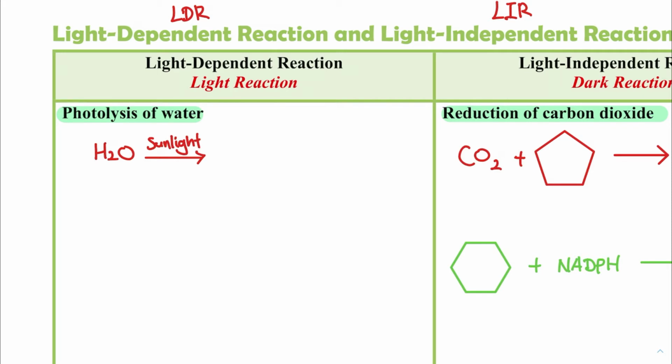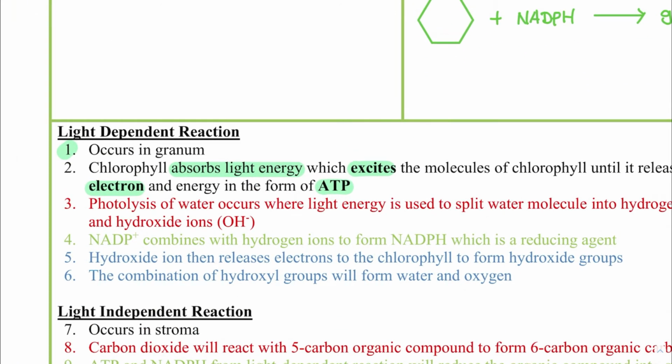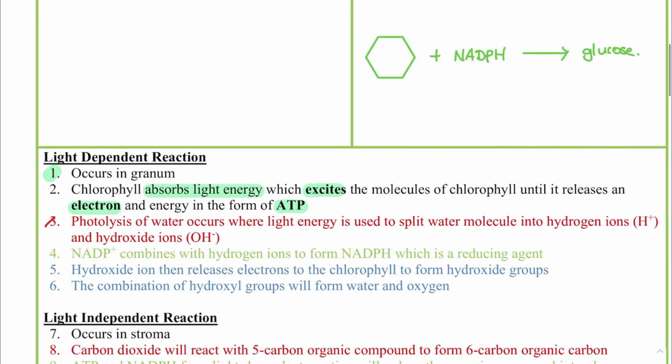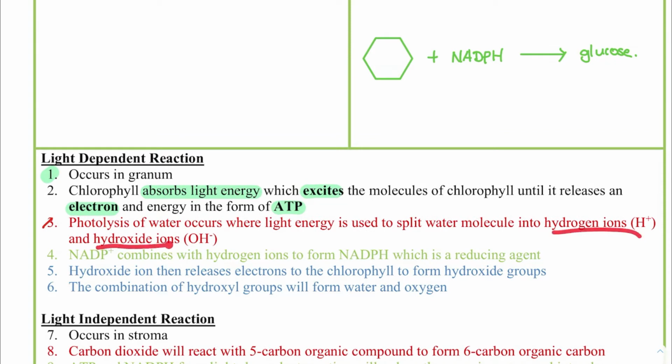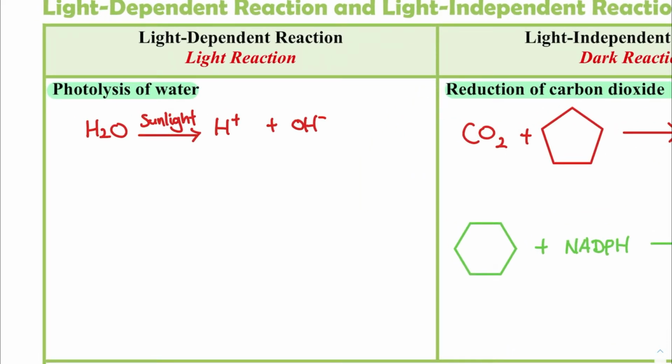Now what does sunlight break water down into? They basically break it down into its ions. If you're familiar with your chemistry, the ions that form water are hydrogen H+ ions and hydroxide OH- ions. So that is photolysis of water, and this is what this red sentence is all about. Photolysis of water occurs where light energy is used to split water molecules into hydrogen ions and hydroxide ions, OH- and H+. Now next, something is going to happen to these two, H+ and OH-.